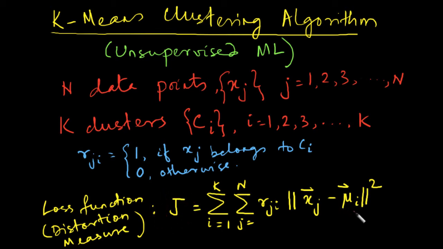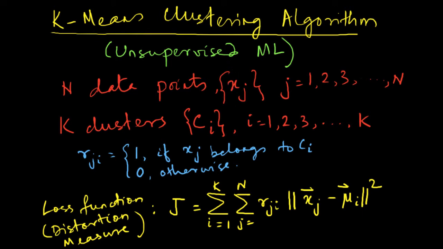So what does this minimization mean? This means that you need to find the cluster means properly and the assignment properly so that the closest points to the mean are assigned to that particular cluster. And if we do that well, then our loss function is going to be minimized. Now let's see how exactly this is done.